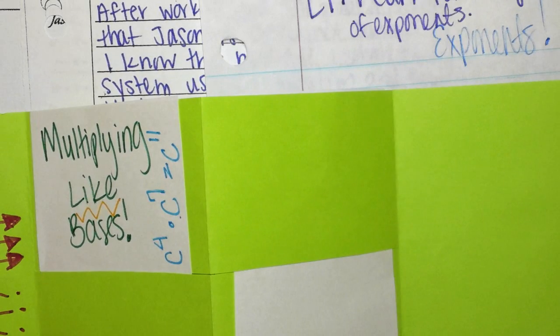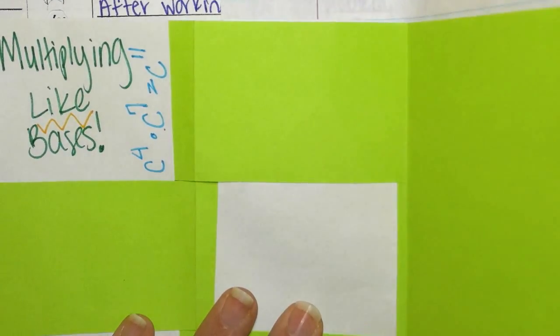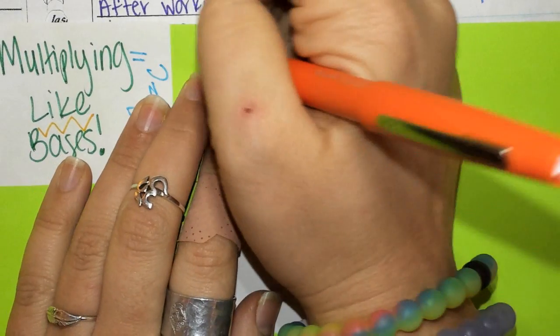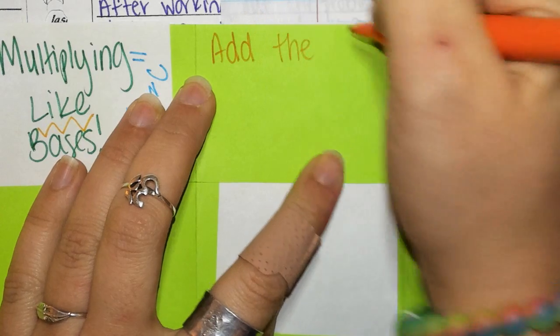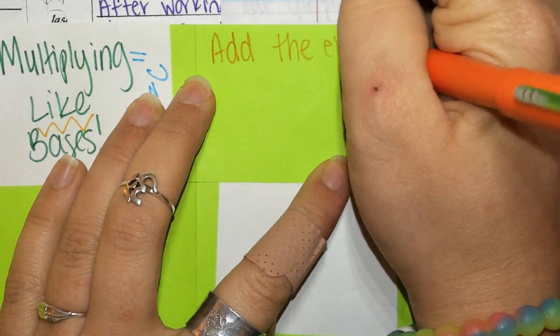Alright, so when you multiply like bases, what do you do to the exponents? Add them. So let's write: add the exponents.